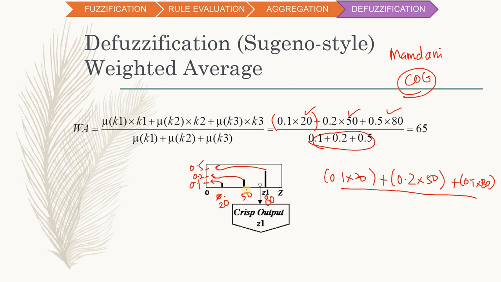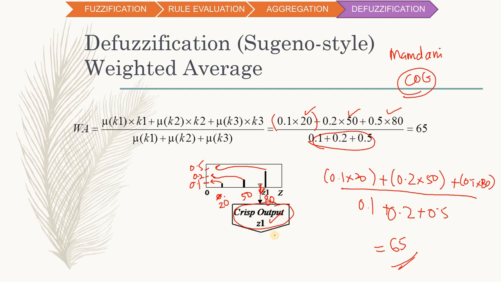Okay, so you have 3 universe of discourse, you have 3 single spikes. So from each of the 3 single spikes, what are the degrees of membership? Okay, so you are going to have 65. So 65, okay, will be the risk output.